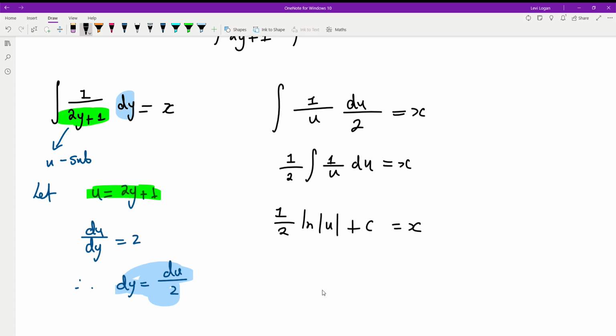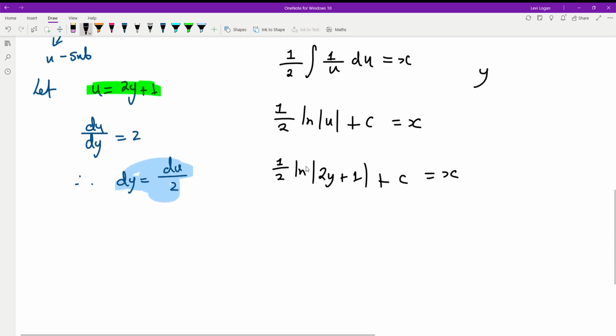I know what u is, it's 2y plus 1, so it's a half natural log of 2y plus 1. Now this half is multiplying that whole thing there, but the reason you don't need to write it on the constant is that a half times a constant is still just another constant, so we can leave that as a plus c. Then we put the 2y plus 1 in there, plus c, and now we're going to rearrange our function so we have y as the subject, because typically x is your independent variable, so you have y in terms of x. Moving the c to the other side, we can go minus c on both sides, but you can rewrite it as another constant.